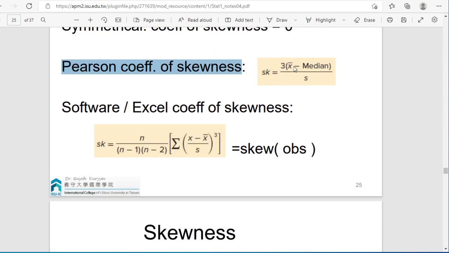Because again, Excel doesn't really have a separate formula for Pearson's coefficient of skewness. So take a note of this formula, where X bar is the mean, median is the median, of course, and small s is the standard deviation. We'll have a look at some examples, so no need to be worried right now.